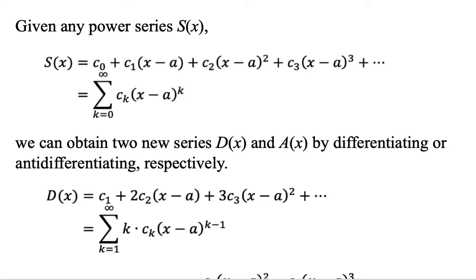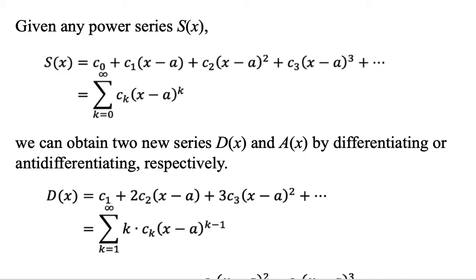We can obtain two new series from this series. The first series is d of x, which is the derivative of the original series. D of x would be the sum from k equaling 1 to infinity of k times c sub k x minus a to the k minus 1.